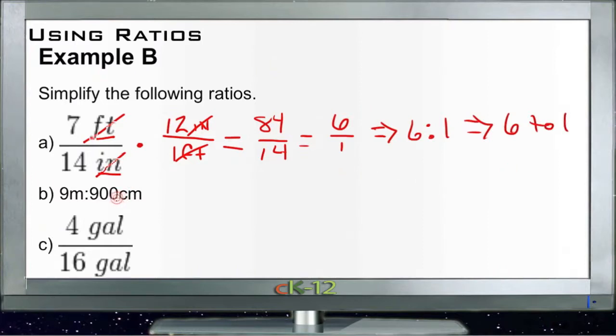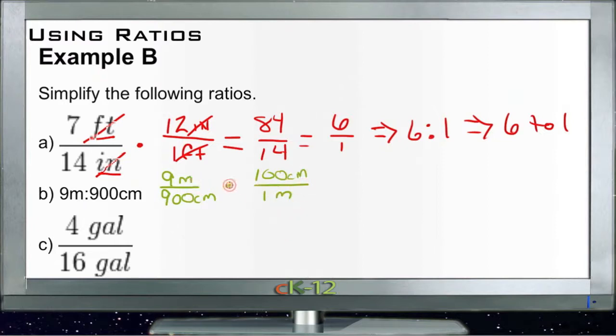Cool. All right, our second one here, we have 9 meters to 900 centimeters. So let's go ahead and write that vertically. Let me change colors. So we have 9 meters to 900 centimeters. Well, now there's 100 centimeters in a meter because the prefix centi means 1/100th. So we have 100 centimeters in 1 meter.